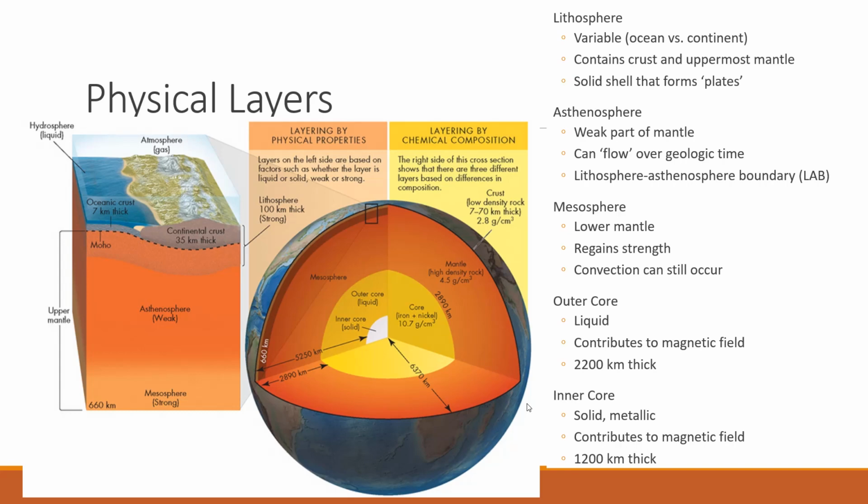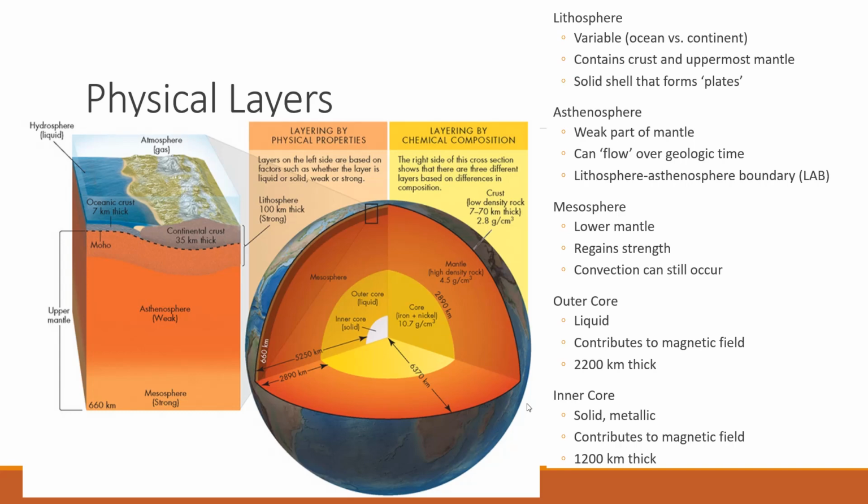It varies again depending on ocean versus continent, but it's still the thinnest layer of the physical layers. Below the lithosphere, we have what's called the asthenosphere. This is all in the mantle. It is the weak part of the mantle, and it can, quote, flow over geologic time. So this is the part that allows the plate tectonics to happen, to have the plates actually moving.